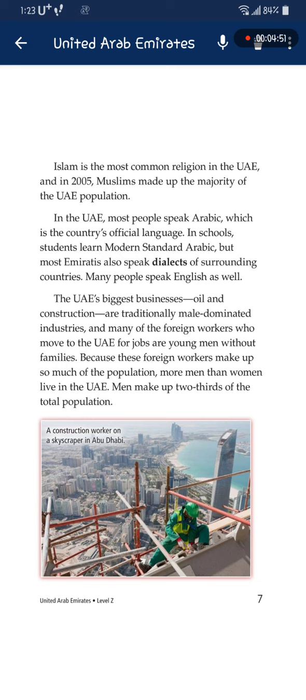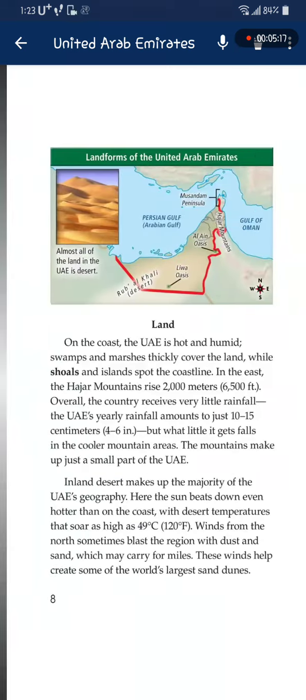The UAE's biggest businesses, oil and construction, are traditionally male-dominated industries, and many of the foreign workers who move to the UAE are young men without families. Because these foreign workers make up so much of the population, more men than women live in the UAE. Men make up 2/3 of the total population.